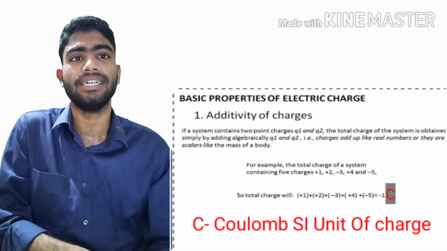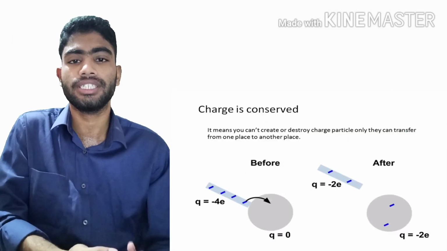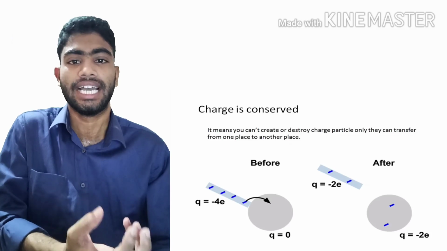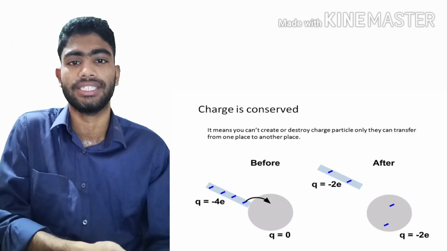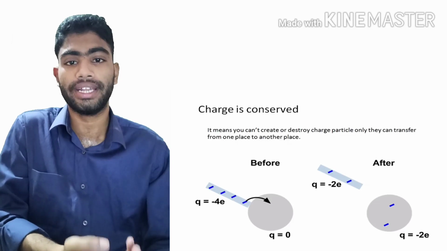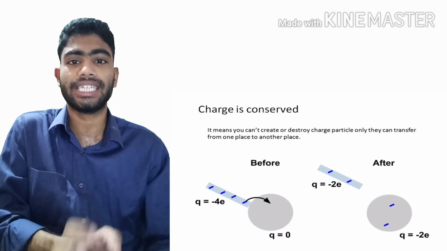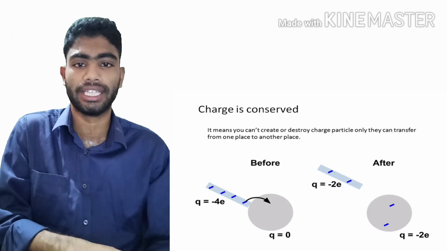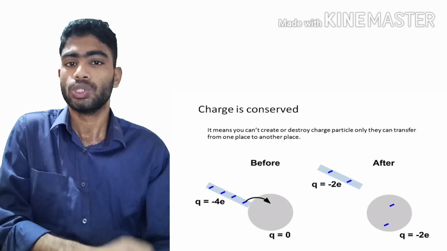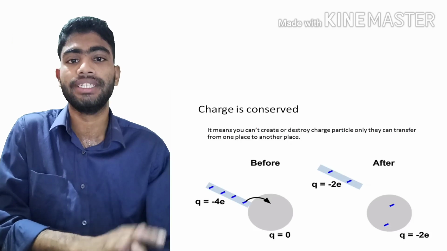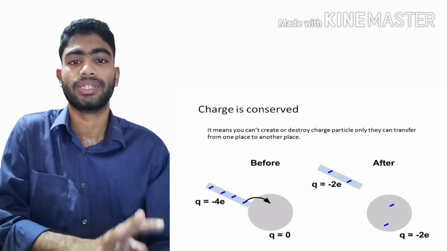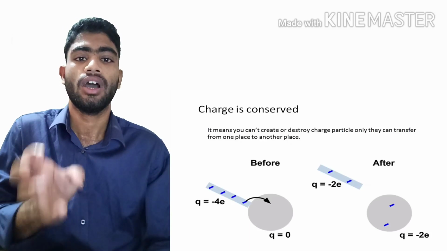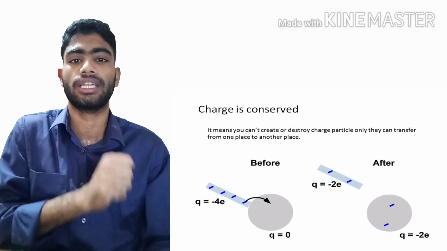The second property is that charge is conserved. Conserved means it can neither be created nor be destroyed. You cannot create charge and you cannot destroy charge. So what does it actually mean? Charge can be transferred from one object to another object, one body to another body. You can only transfer the charge from one body to another.